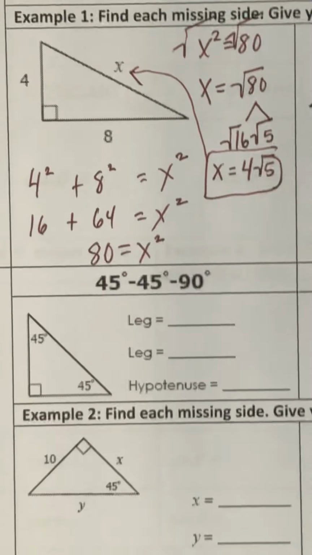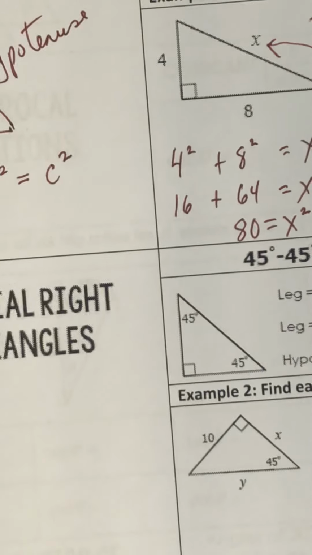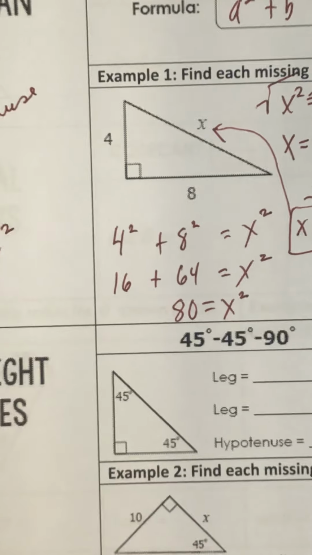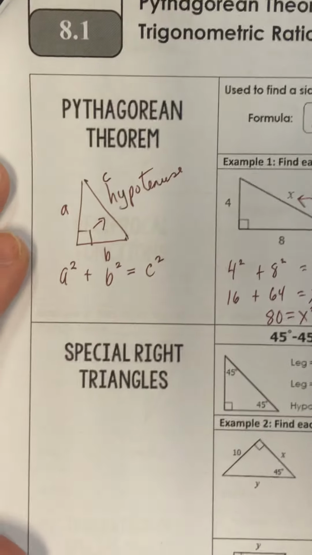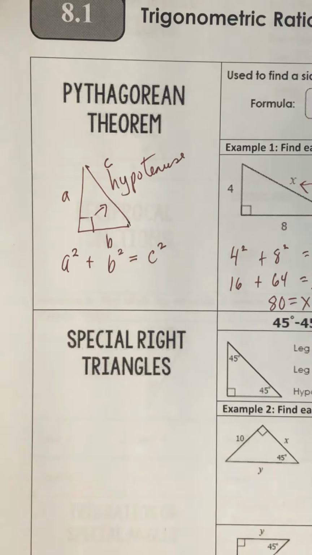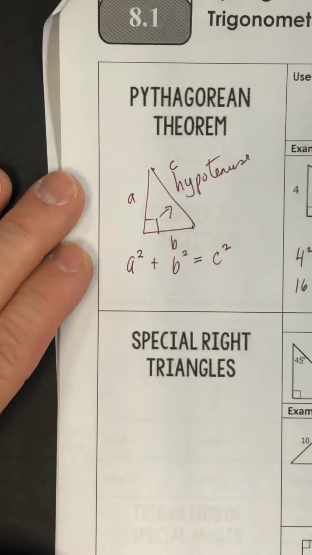Okay. Now, we have what we call special right triangles. I'm going to talk about the special right triangles real quick here. There are 2 special right triangles, and they're classified by their angles.